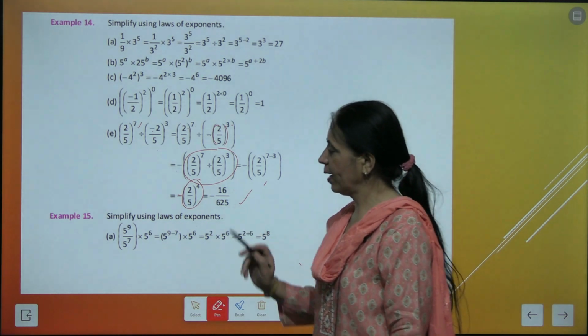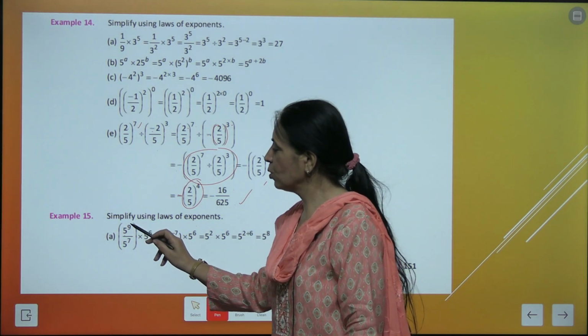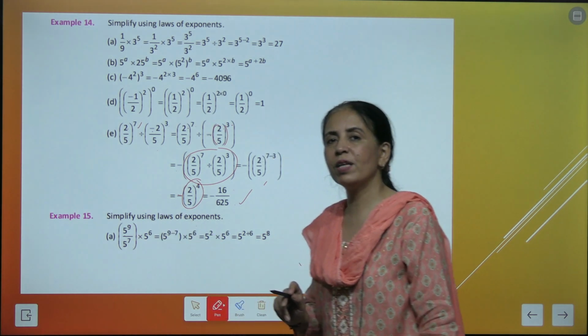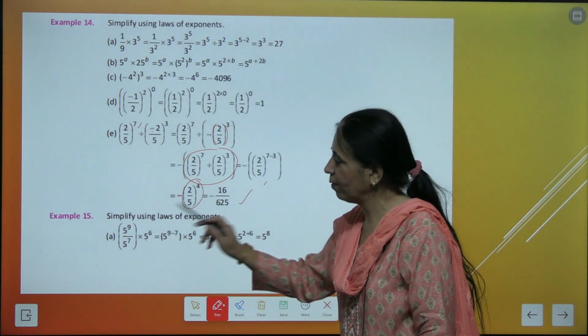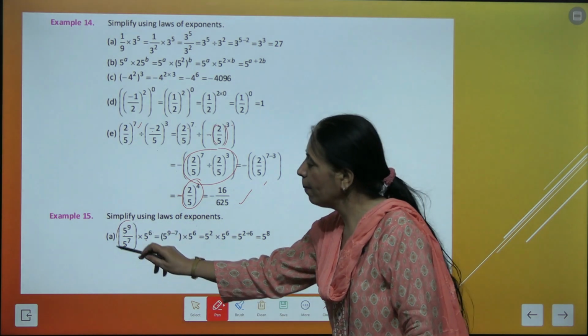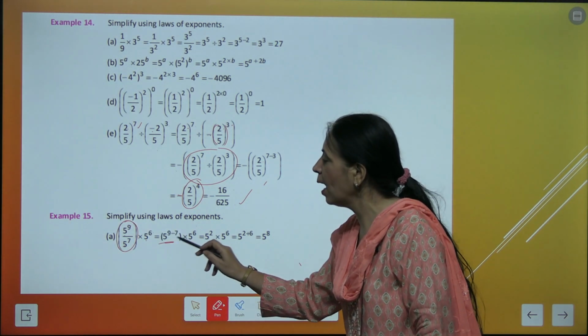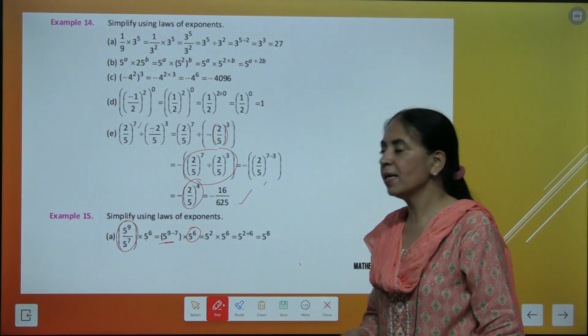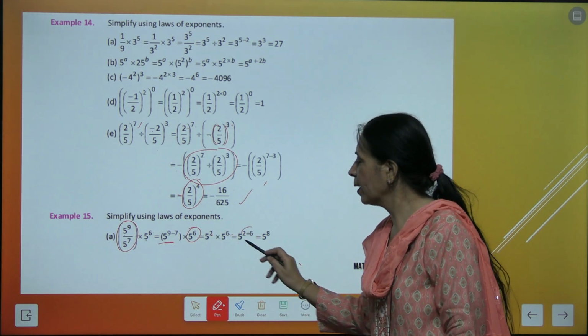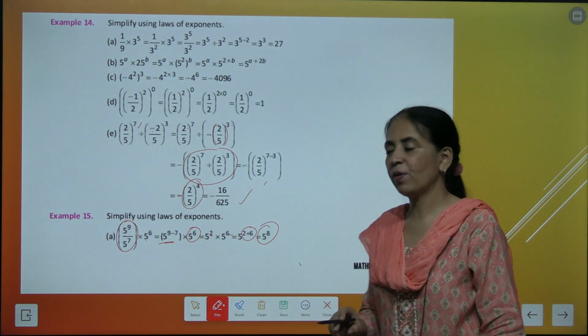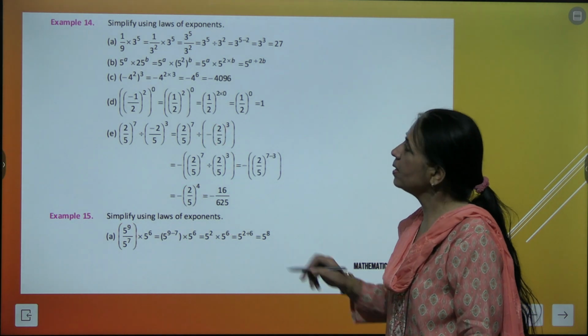Now let's simplify another question. 5 raised to the power 9 upon 5 raised to the power 7, multiply 5 raised to the power 6. So here the difference of powers comes out, multiply 5 to the power 6. Now we will add these two powers and finally we get 5 raised to the power 8.